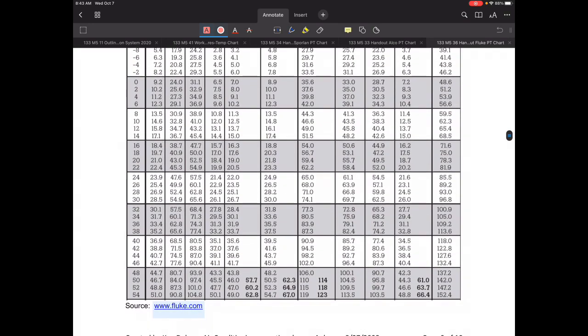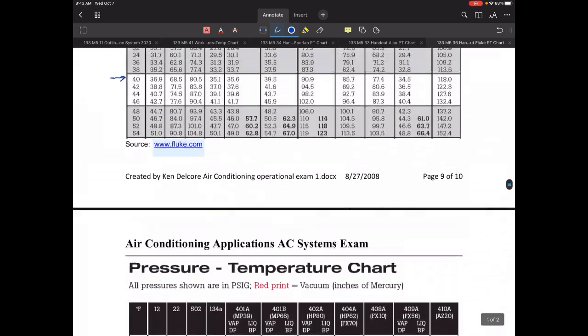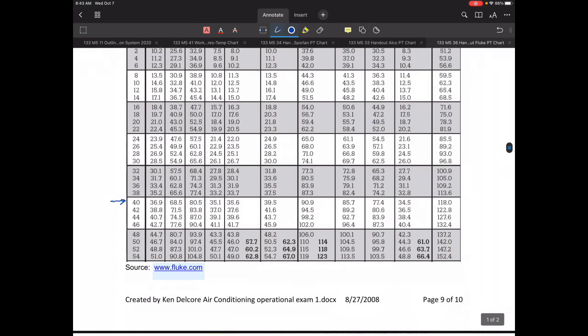In this example, you'll notice there's a slight discrepancy from one chart to another. Let me go back up to here. On this particular one, you will notice that 120 psi and 410A would be almost in the middle between these two temps. So if I were using this particular chart, I would likely be calling that 41 degrees instead of 40.